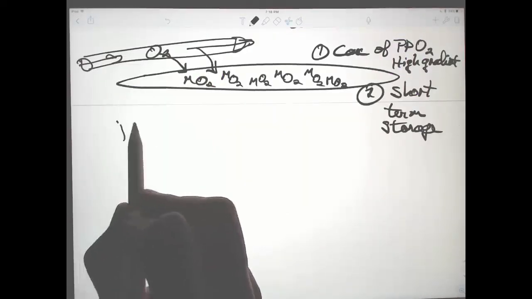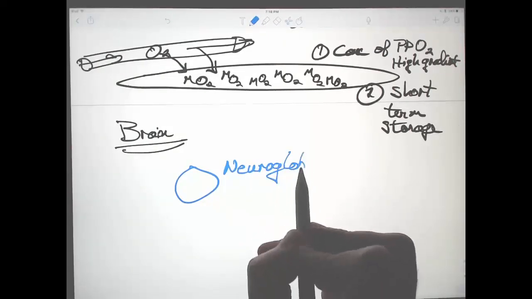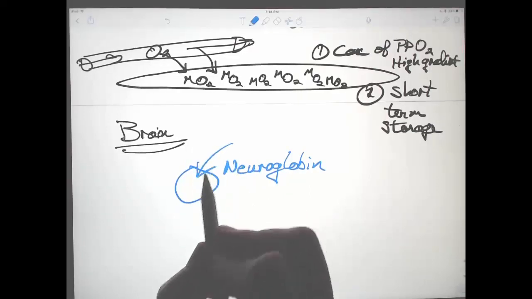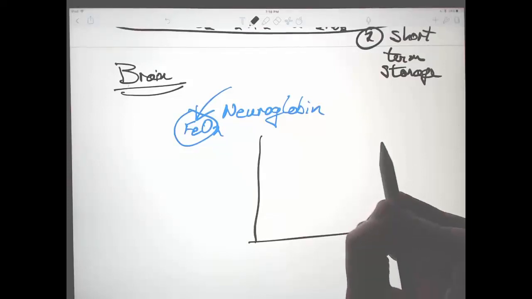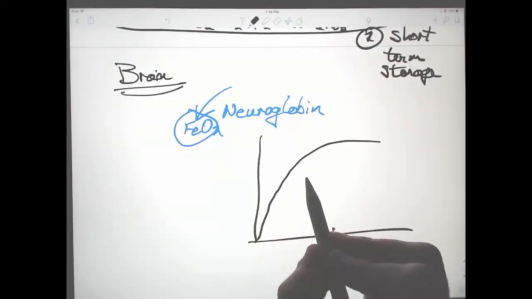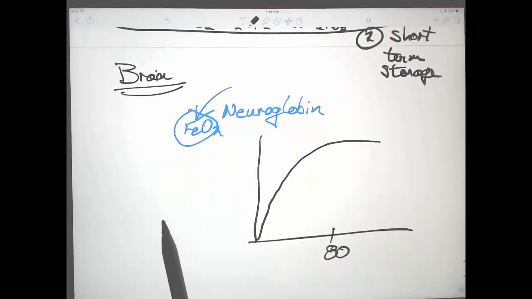In the brain, you have a related protein, neuroglobin, that has affinity curves similar to that of myoglobin, and again, that iron binds oxygen, and the affinity curve is very steep. The result is that it'll pull oxygen out of blood into cells in the brain that have neuroglobin, providing a high partial pressure gradient and a brief oxygen store for the brain.